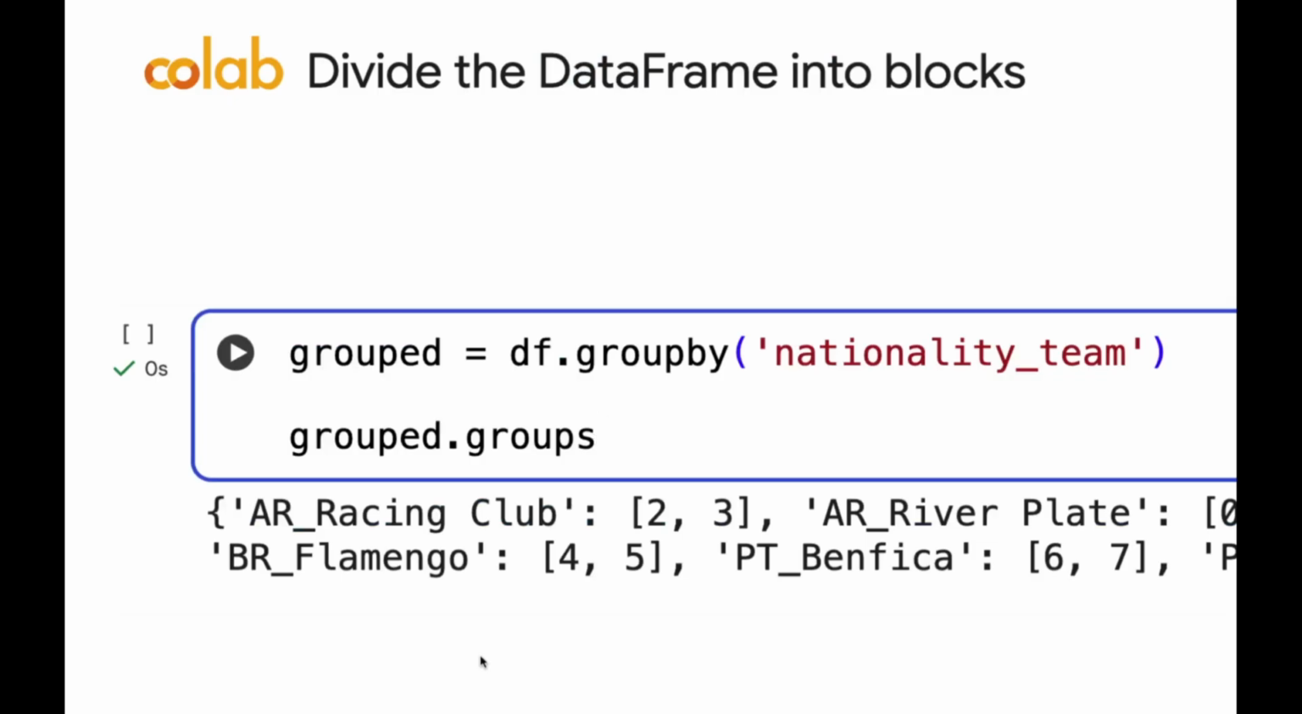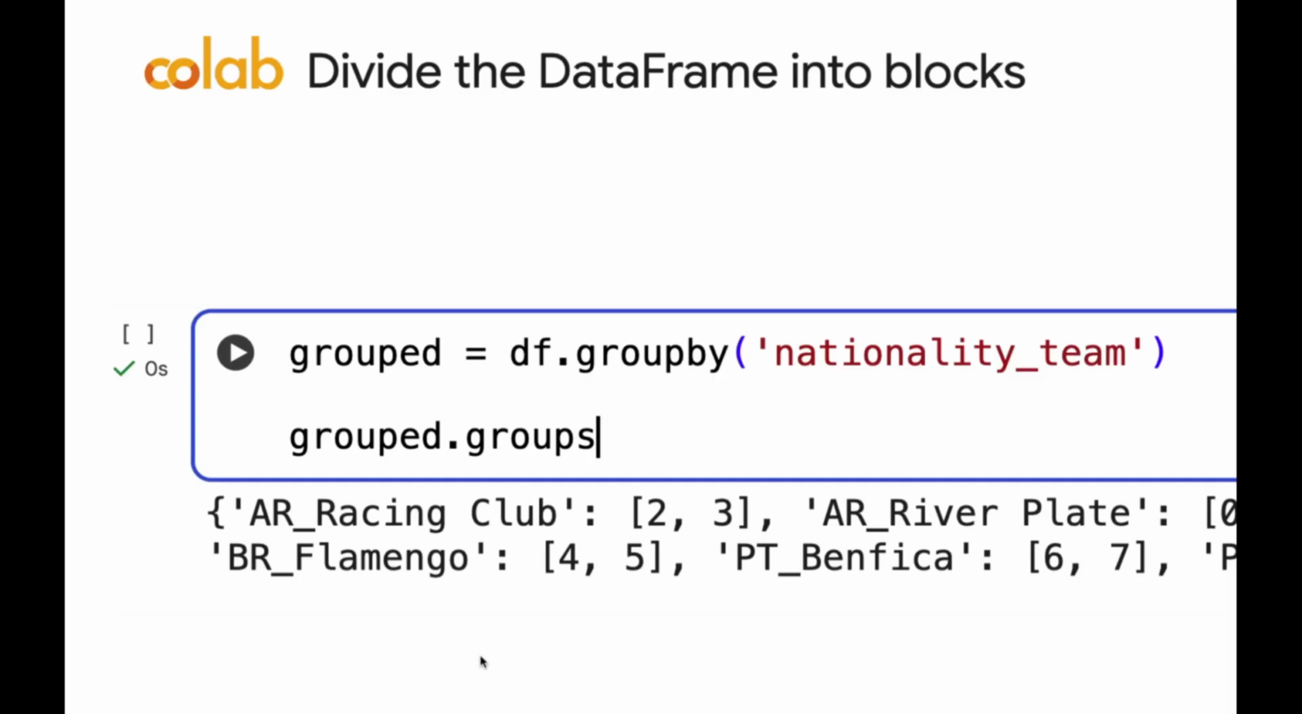So as we can see, it's something like a dictionary, right? The first entry in this dictionary is a blocking ID, AR, Argentina Racing Club, nationality plus the team, right? And then after this colon, we have 2 and 3, meaning that row 2 and row 3, the rows with ID number 2 and 3, are inside the block that shares the same blocking ID of AR and Racing Club as the nationality and the team, right?